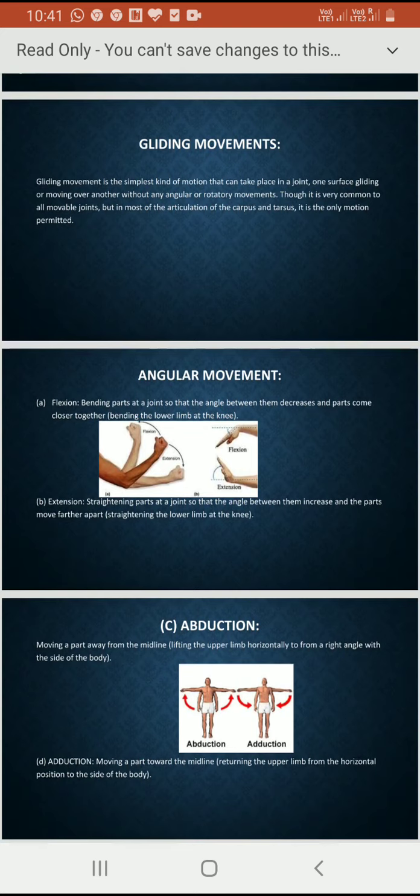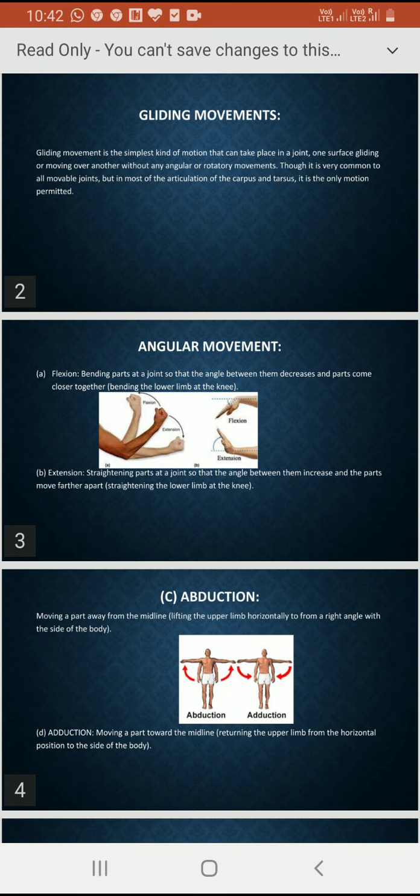Now we have to read about the angular movement. Angular movement occurs only between the long bones. By the angular movement, the angle between the two bones is increased or decreased. It may take place forward or backward: flexion, extension, adduction and abduction. Adduction and abduction, combined with flexion and extension, are met with in the more movable joints, as in the hip and shoulders. The various movements which fall under angular movement are described below. So first of all, you have to read about flexion.